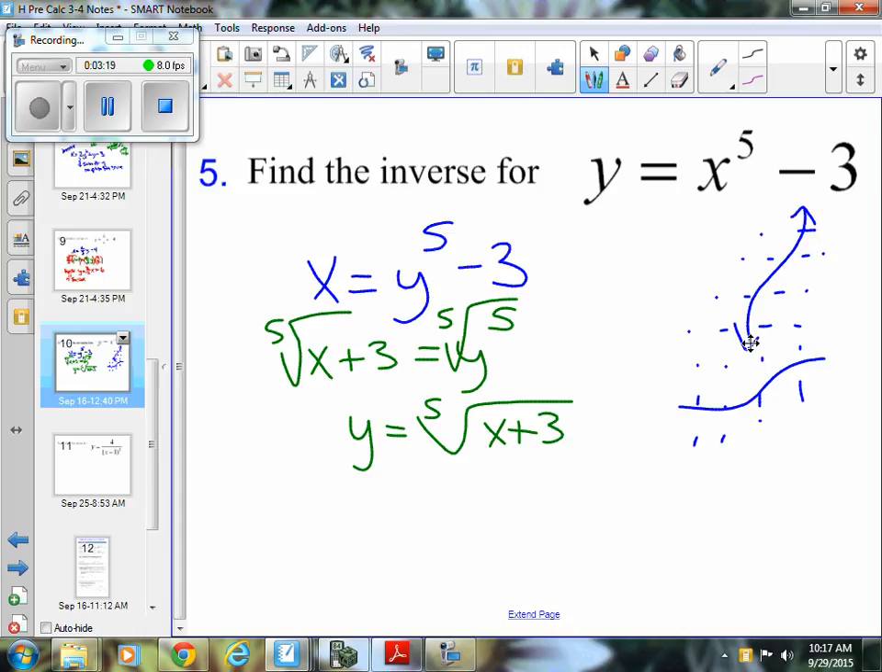So think about this. Do you need a plus or minus on a 5th root? Well, no, because it's an odd-powered root, so we don't need to worry about that. Let's talk about that transformation piece of this that we did before. So that's why this one's going to be a function. There's no plus or minus.